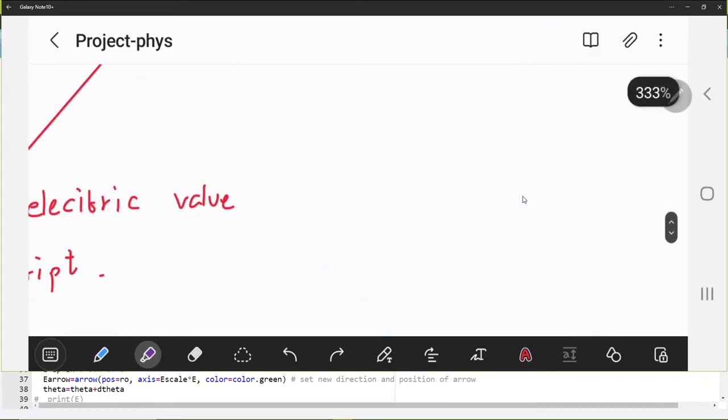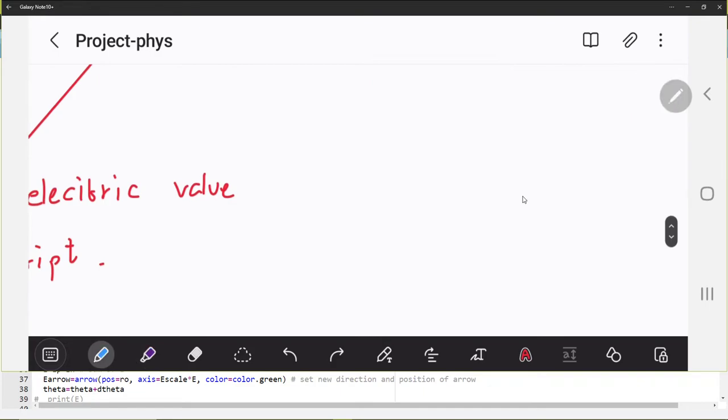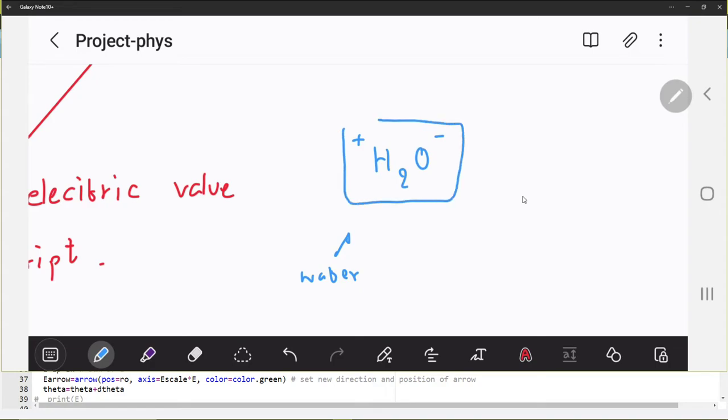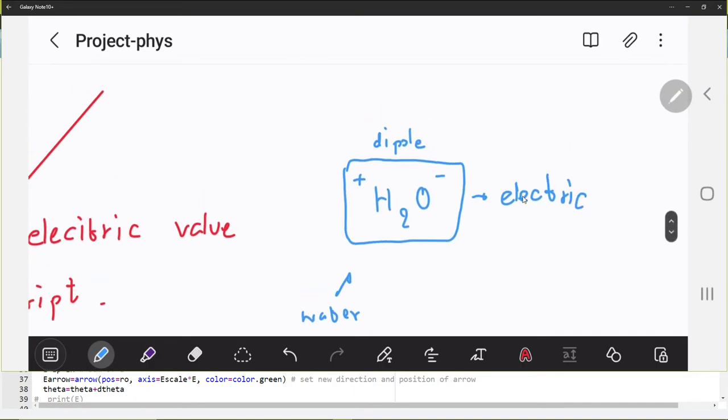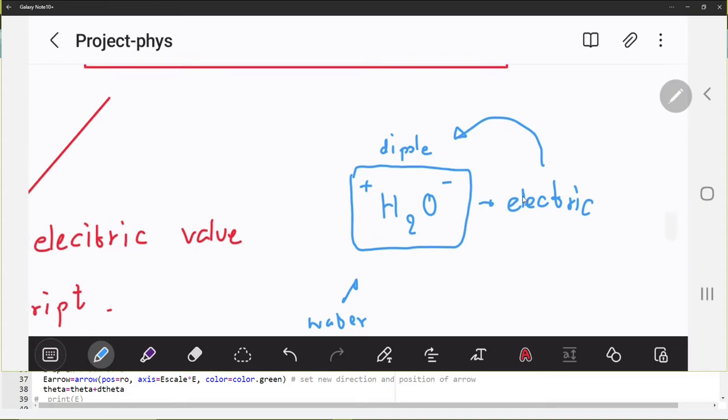An object that has two charges inside is like H2O, the water, right? Water. The heads are hydrogen. Hydrogen is positive, the charge is positive, and oxygen is negative. So when you have two charges inside, it is called a dipole. And if you have two charges inside, you will get an electric field. Okay, so we talk about the electric field in a dipole.